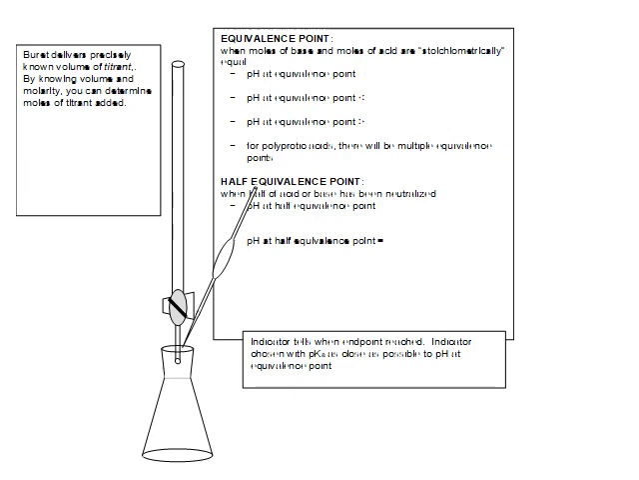Let's summarize some important information about the equivalence point and half equivalence point for different types of titrations. Recall that the equivalence point is when the moles of base and moles of acid are stoichiometrically equal. The pH at the equivalence point will depend on the type of titration that's being performed.